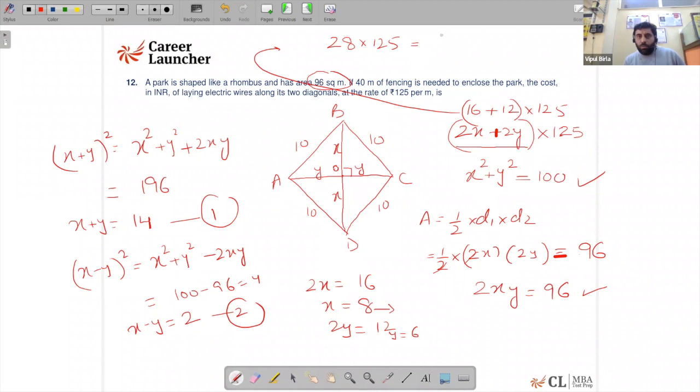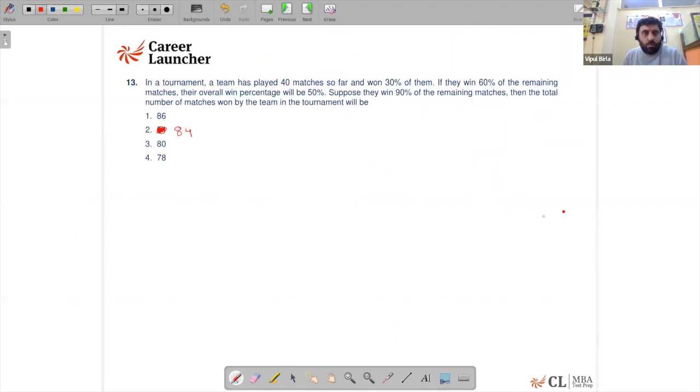28 into (100 + 100/4). So 2800 + 2800/4, that's going to be 700. So therefore, 2800 + 700, that is equal to 3500, is my answer. You can always multiply 28 with 125, and we can also do it using this approach, and we'll get the answer. Question number 13.